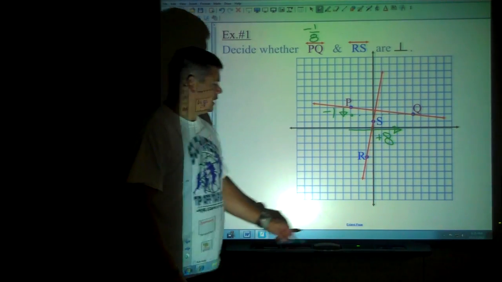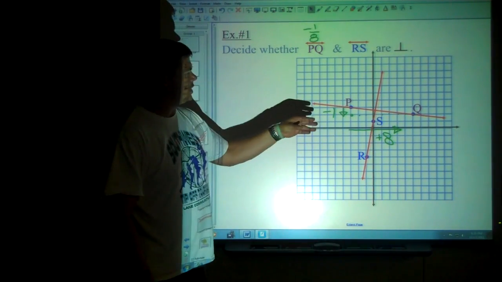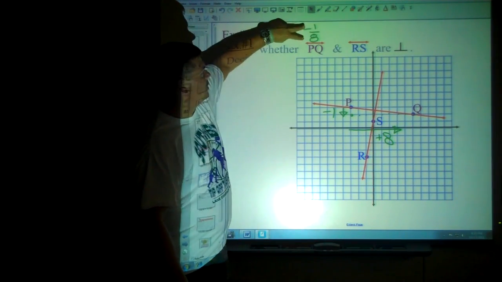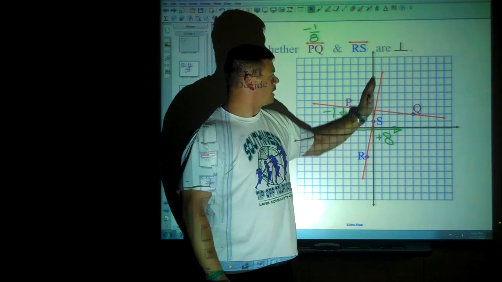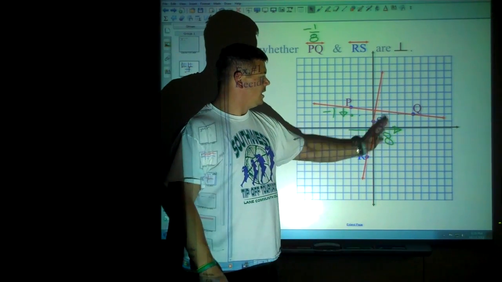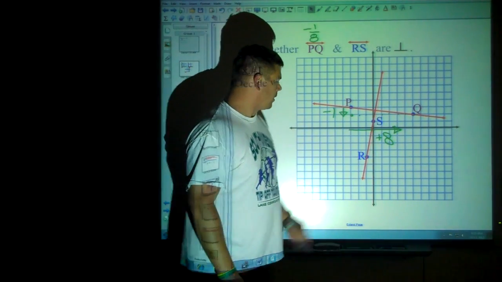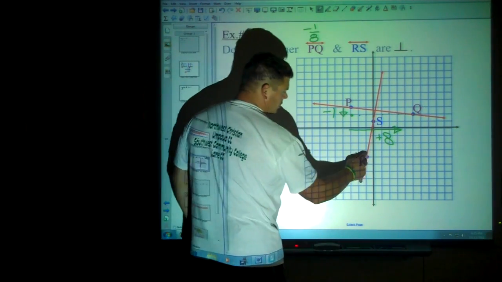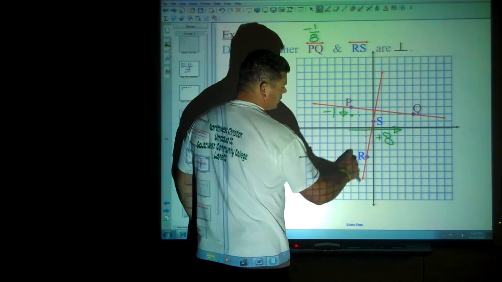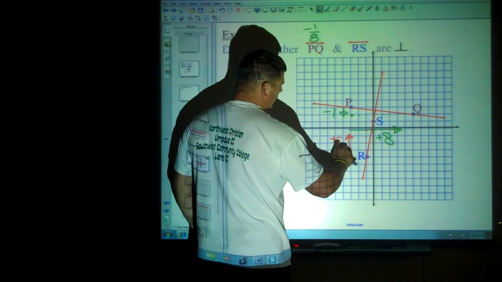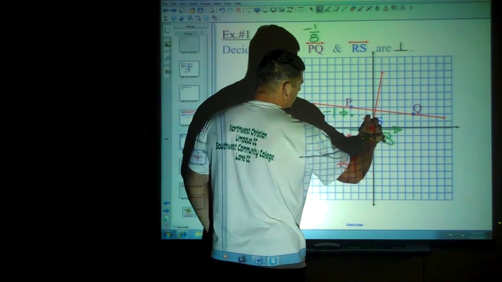That's the slope. In order for it to be perpendicular, RS is going to have to be the reciprocal of this and positive. As I look at RS, it's definitely going up as I look at it from left to right. The question is, is it going up 8 and right 1? Let's check. It goes up 1, 2, 3, 4, 5, and over 1. So it's only going up 5 and right 1.